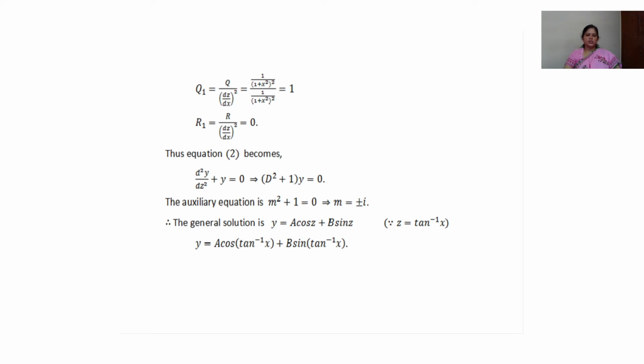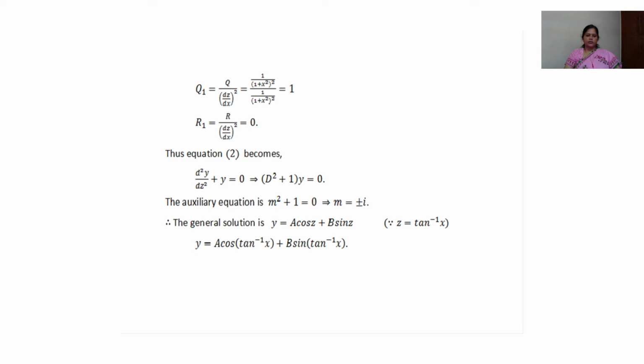So (D² + 1)y = 0. Here f(x) is 0, which means the complementary function itself is the solution. So from this equation we find the auxiliary equation: m² + 1 = 0, so m = ±i. We got complex roots, with alpha = 0 and beta = 1. Therefore the general solution is y = a cos z + b sin z.